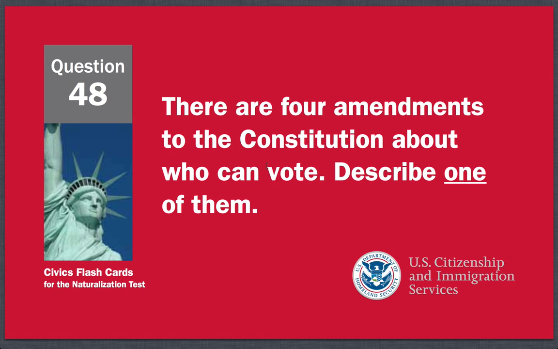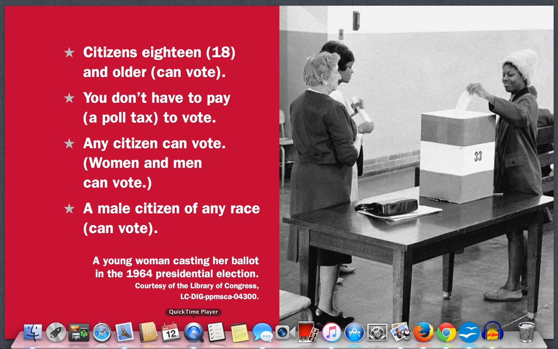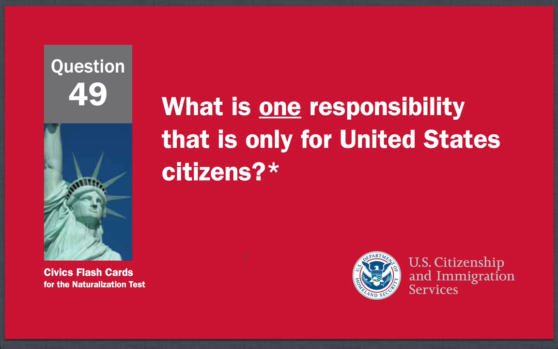There are 4 amendments to the Constitution about who can vote. Describe one of them. Any citizen 18 and older can vote, you don't have to pay tax to vote. Any citizen can vote, and any man can vote. A male citizen of any race can vote. So we keep going here, and it will be the responsibilities.